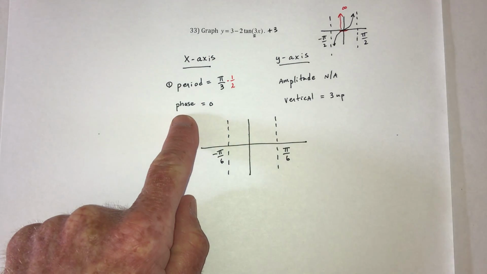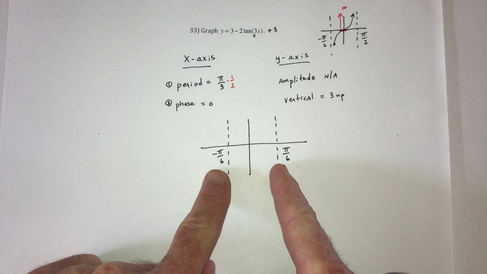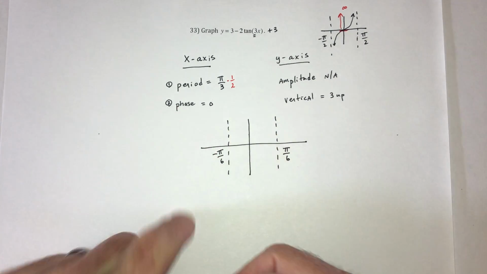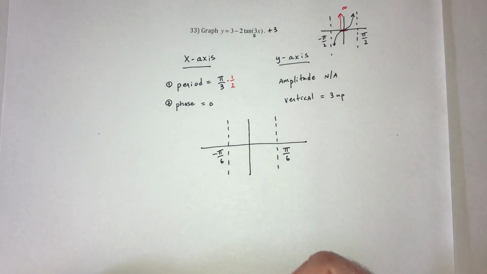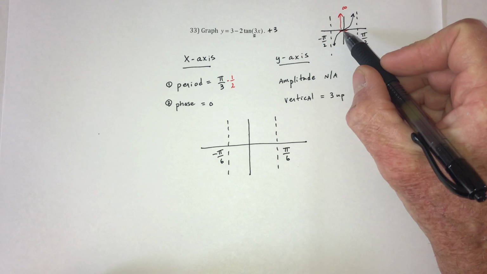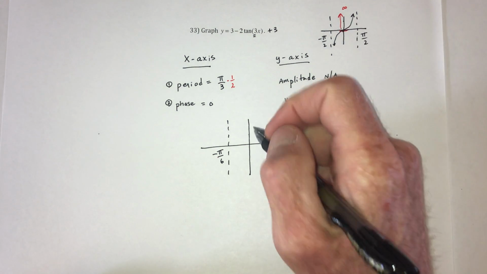Next, the phase shift, so this is what I do second, means do I shift this to the right or do I shift this to the left? This had a 0, so we don't shift it. Amplitude is not applicable here, but it got shifted up by 3. So this point right here, which was 0, 0, is going to have to be shifted up by 3.